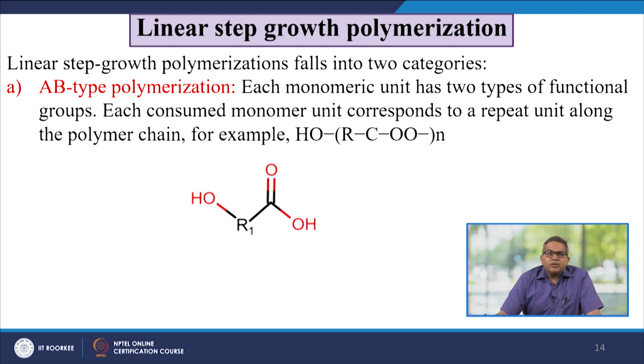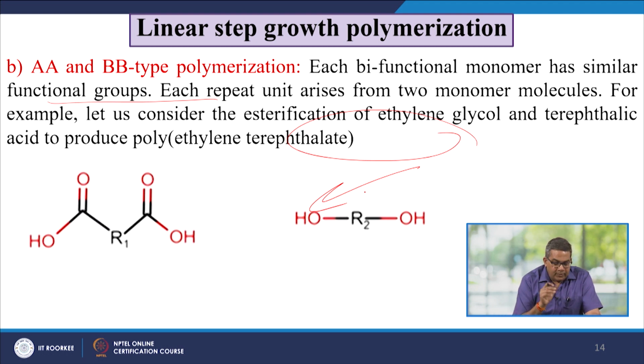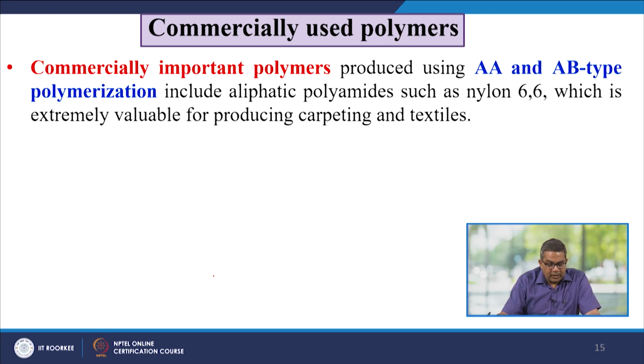Now, let us talk about linear step polymerization, or linear step growth polymerization. This falls into two categories. First, A-B type polymerization, where each monomeric unit has two types of functional groups. Each consumed monomer unit corresponds to a repeat unit along the polymer chain. Let us take this particular example. Now, AA and BB type polymerization: each bifunctional monomer has similar functional groups, and each repeat unit arises from two monomer molecules. For example, let us consider the esterification of ethylene glycol and terephthalic acid to produce PET. Now, this is the example.